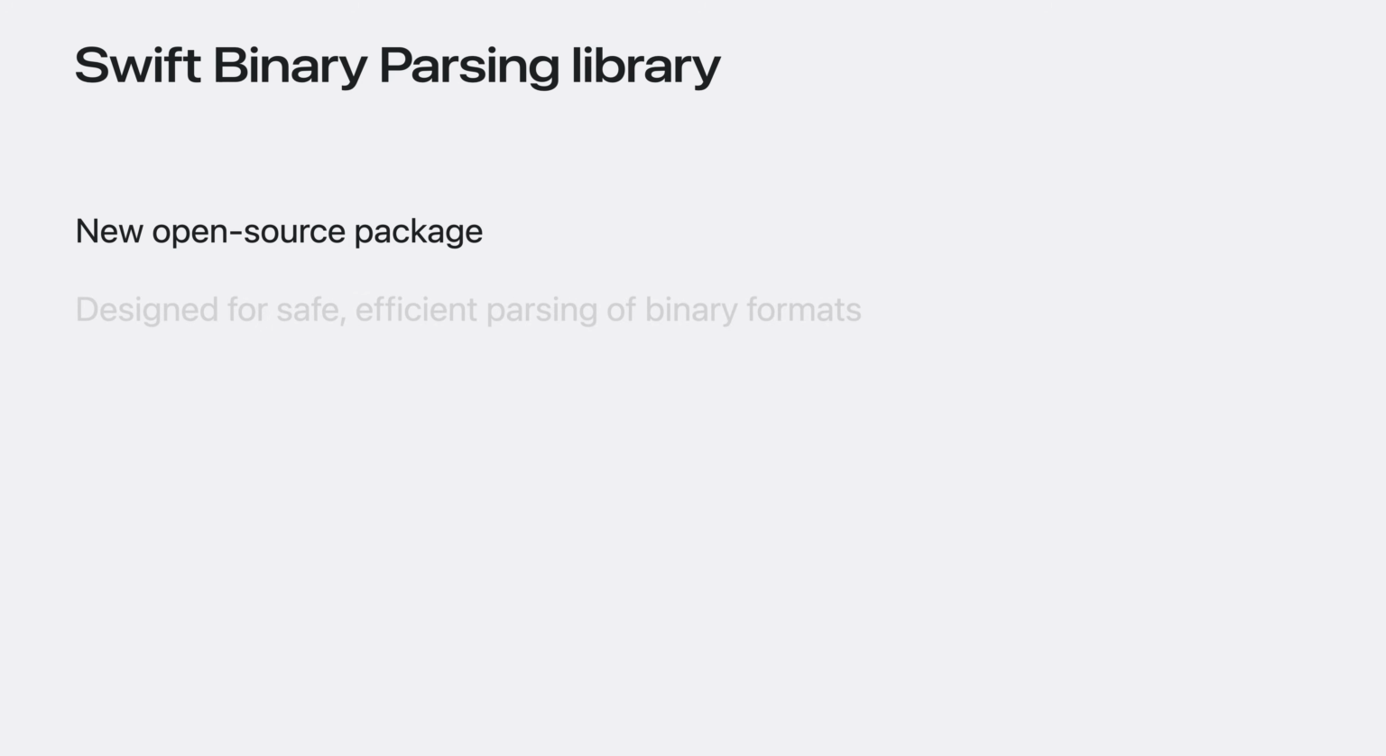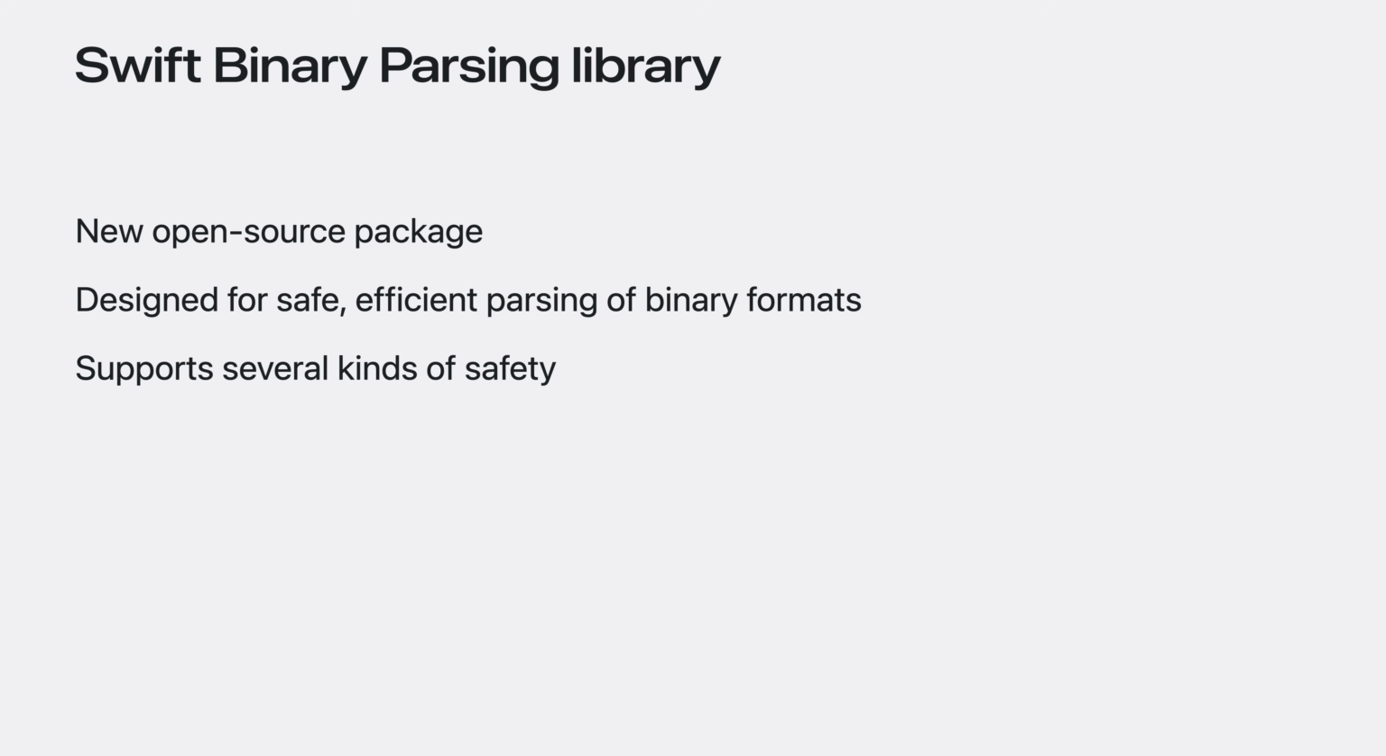We've covered a lot in this session. While revising this image parsing library, we made 2 algorithmic changes to operate more efficiently and to reduce allocations. We used new standard library types, InlineArray and raw span, to eliminate runtime memory management, and learned about the new non-escapable language feature. The new Swift binary parsing library is built on top of these same features.